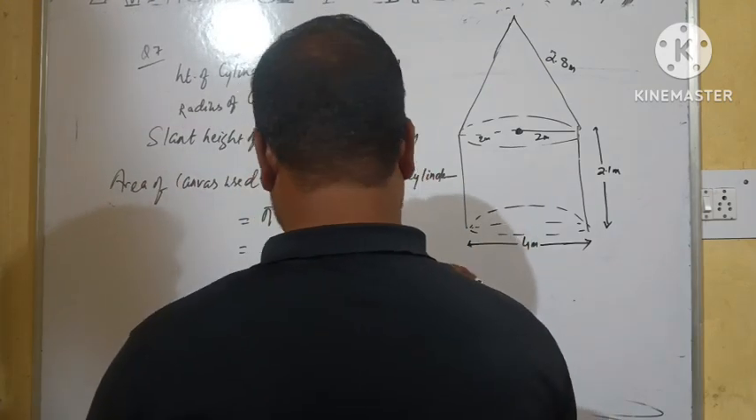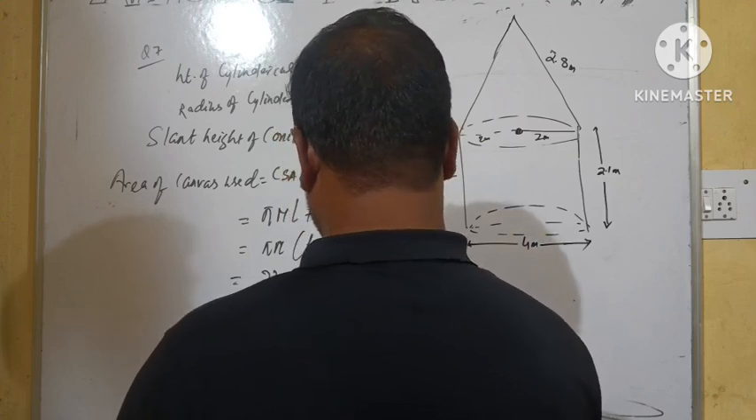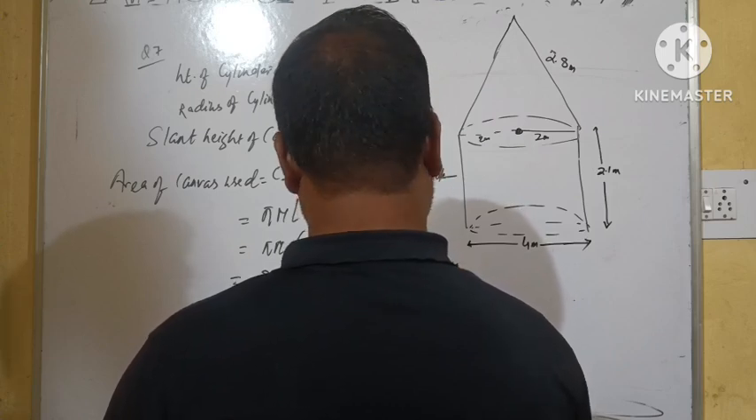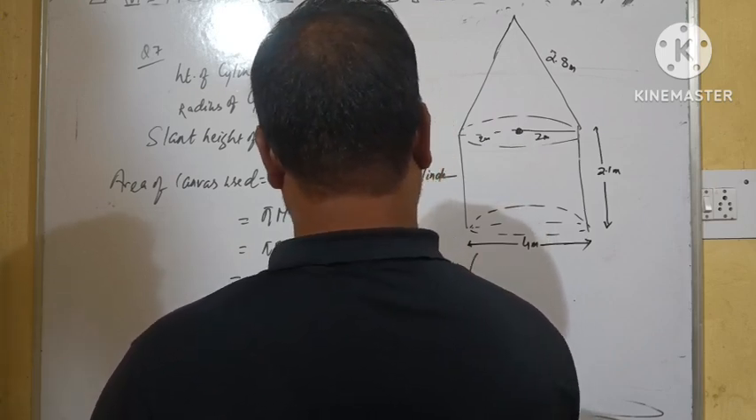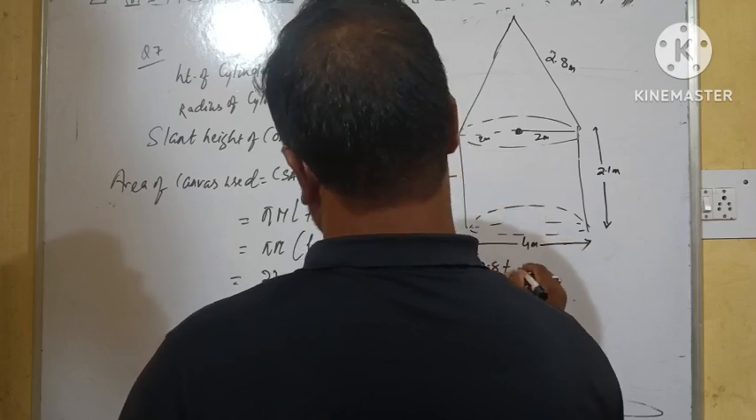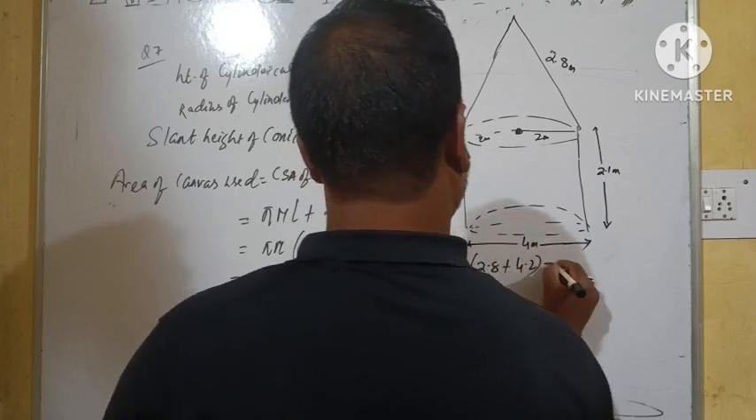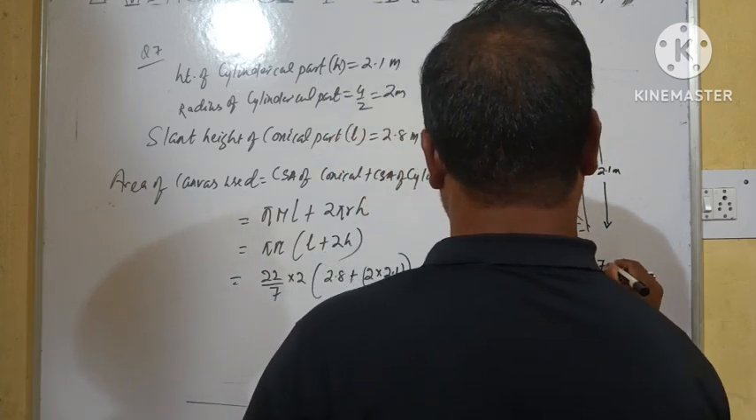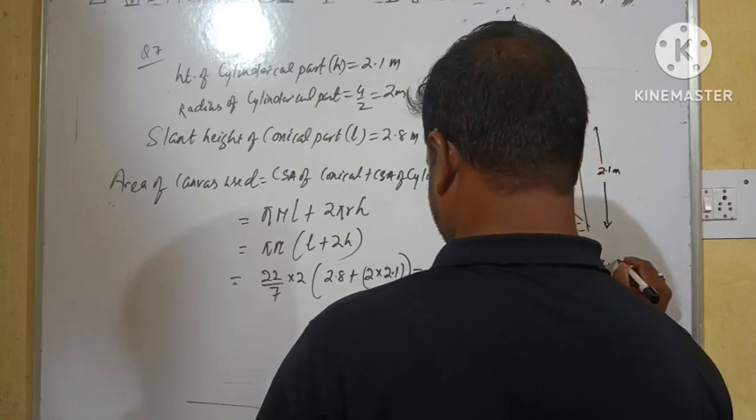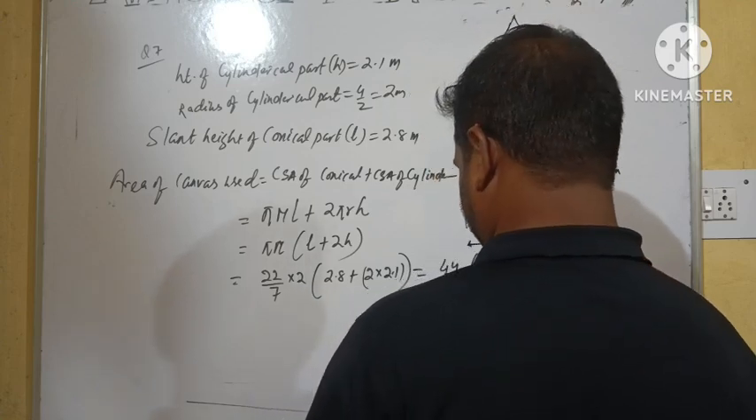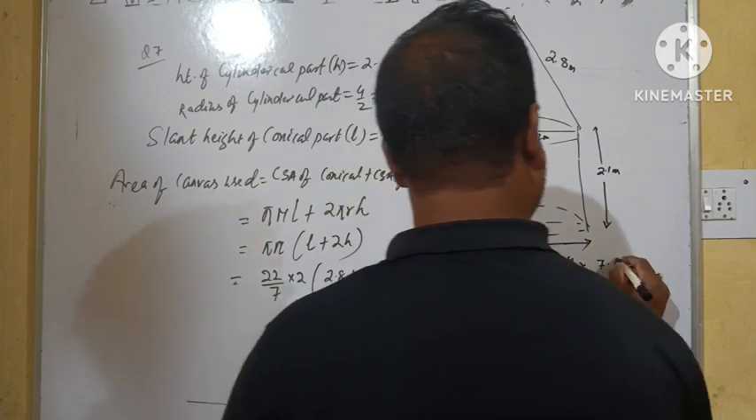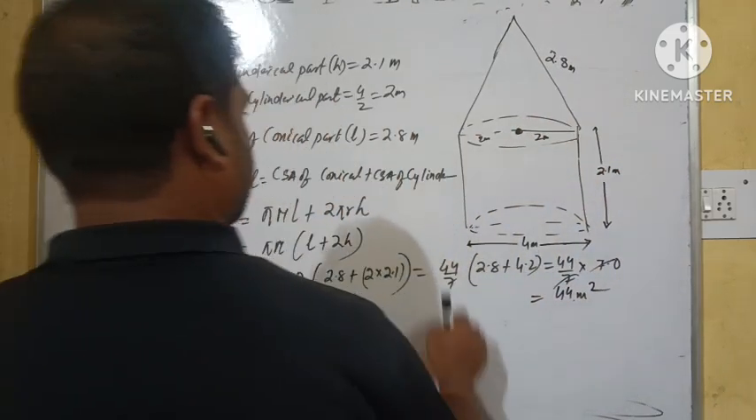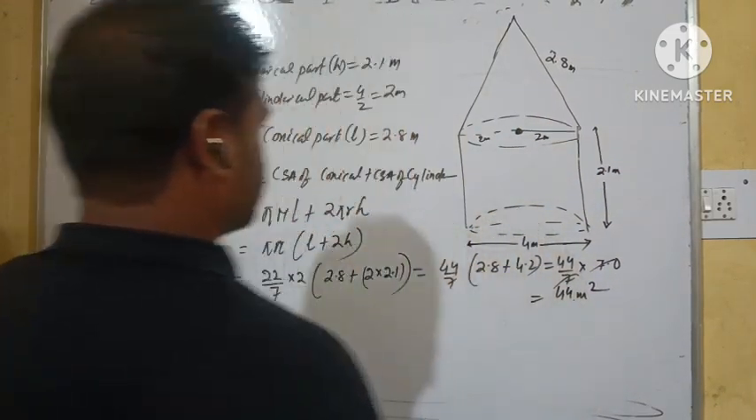44/7 into (2.8 plus 4.2), which is 44/7 into 7.0. The 7 cancels, giving 44 meter square. The canvas used is 44 meter square.